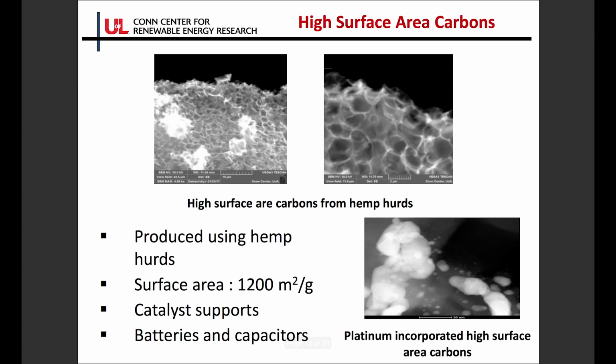Because of the pore volume we have, we can basically put nickel, platinum catalyst inside these. These become sustainable carbon supports for catalysts. So we've been having very high success with the herd material going into carbons and catalyst supports.